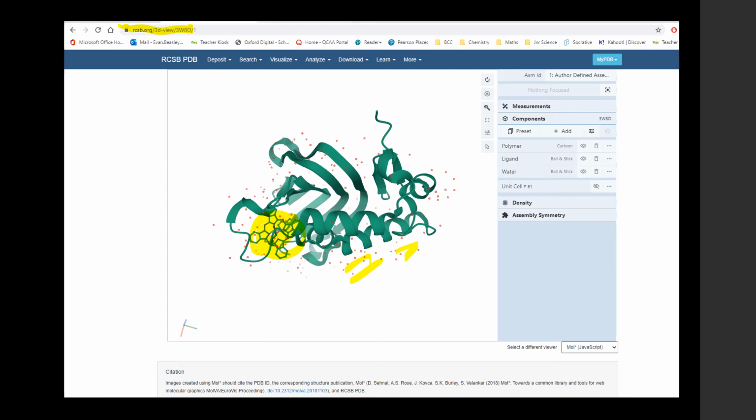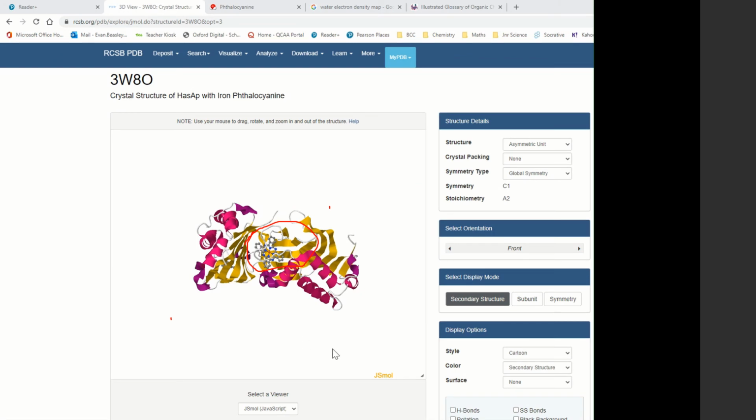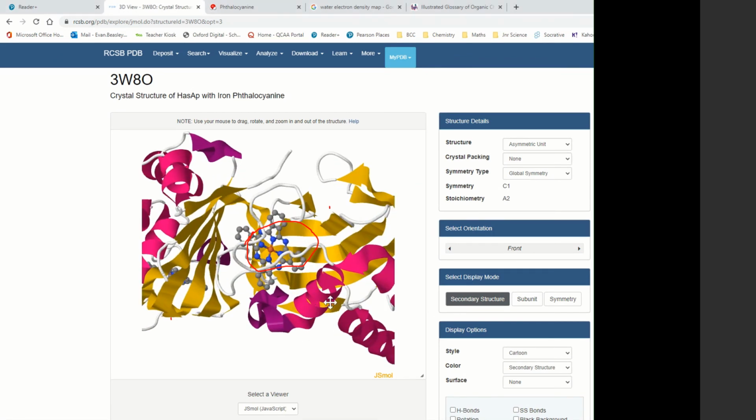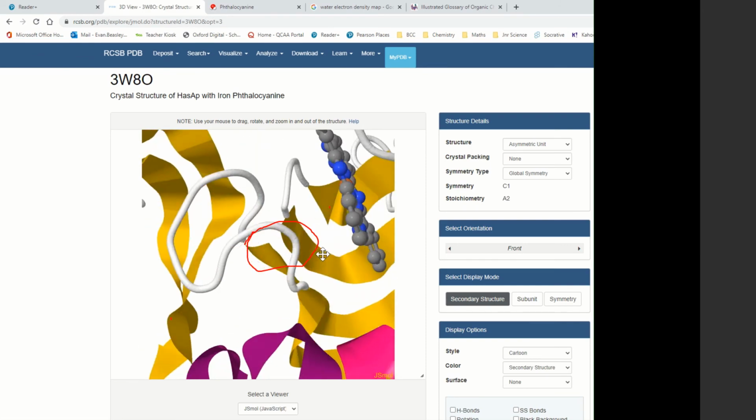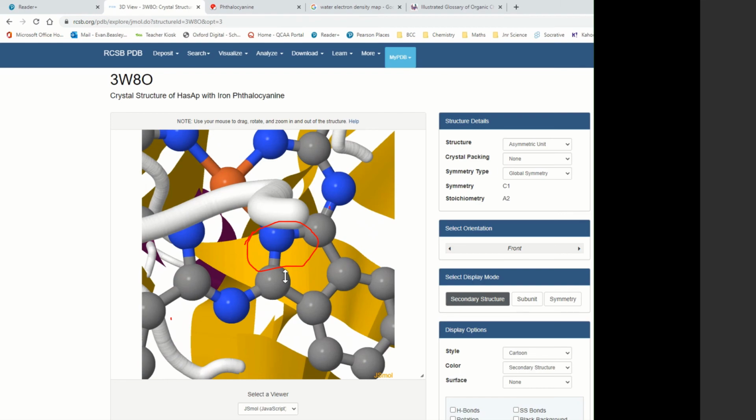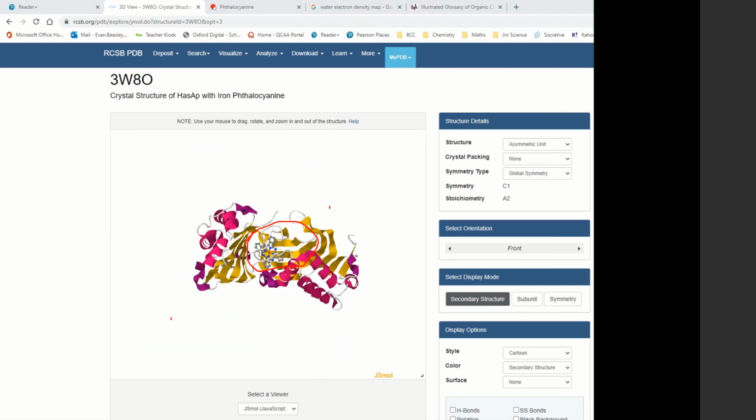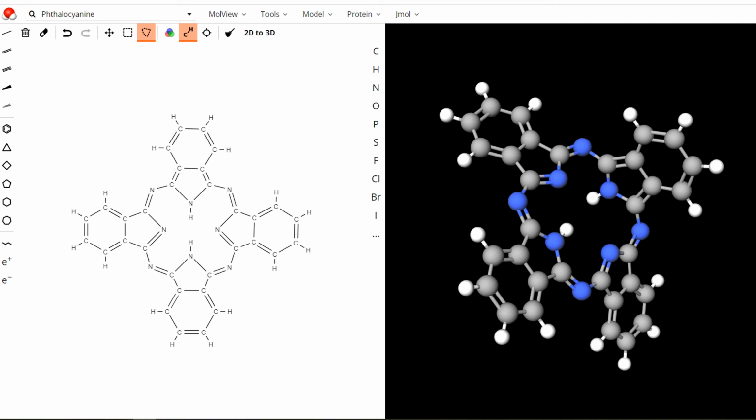Got a couple of interesting pictures. So this is from the Protein Data Bank, and you can see the molecule down there in yellow. You can just type that in and have a look. Here's another one, and this one is still in the Protein Data Bank but with a different view, and that's iron phthalocyanine, and you can see there it is right in the middle. I typed in phthalocyanine into MolView as well. You can see that structure of the crystal quite nicely reflects that.